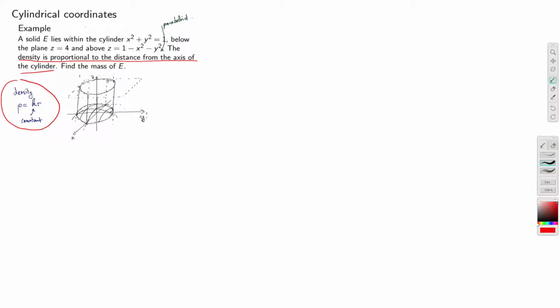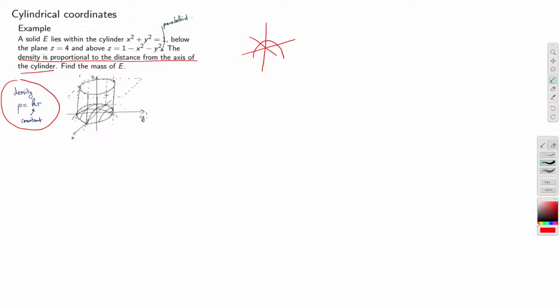If you're ever given something like an exam where they say the density is proportional, it just means that rho equals a constant times the radius. He's also given us a drawing of what we're looking at. x squared plus y squared equals 1 is the cylinder. It's bounded above by z equals 4, which is this plane. So it's everything below this plane and above this paraboloid, which looks like that. You can see it there. It's everything above that paraboloid.